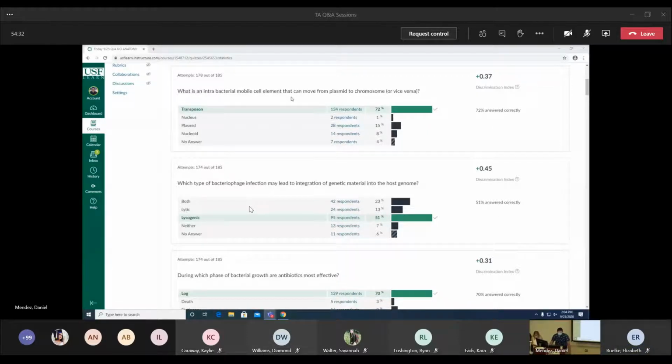Intrabacterial mobile cell element that can move from plasmid to chromosome or vice versa. This was directly said in his lecture: the transposon. So the nucleoid is just the circular band of DNA that we have in our prokaryotes. Nucleus, you all should know that's going to be in our eukaryotes. And then the plasmid is a piece that is separate from your chromosome that can leave. But the one thing that actually goes between the plasmid and the chromosome, or between the plasmid and the nucleoid, is going to be your transposon.